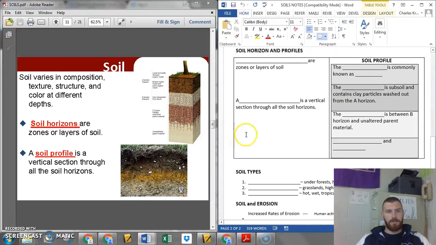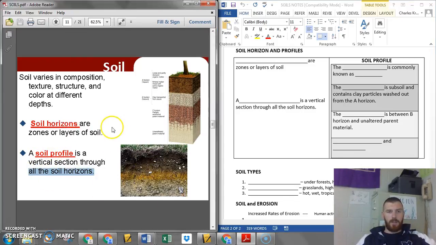Moving on here. Varies in composition, texture, structure, and color at different depths. And you can see these here. We call those soil horizons, and they are zones or layers of soil. And a soil profile is a vertical section through all of the soil horizons. You can see that here, and we'll make one in class.